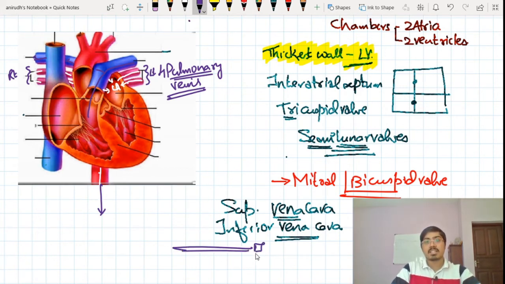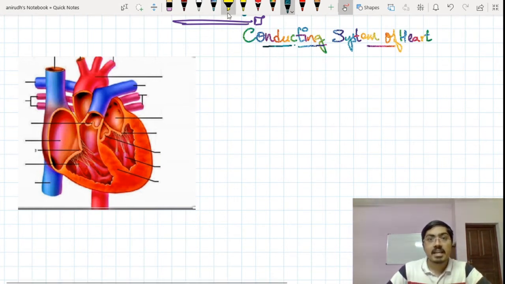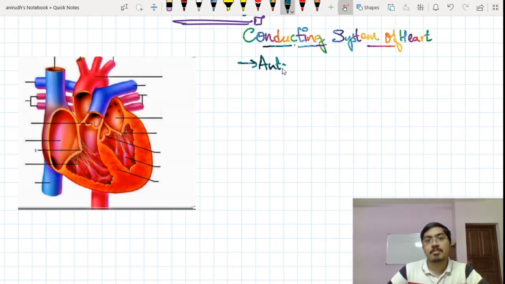Now we will understand the conducting system of the heart. So we know that the heart has the ability to pump blood, and that is by the rhythmic contraction and relaxation. So we are supposed to know what is actually responsible for the relaxation and contraction of the heart muscles. Now the conducting system of the heart has a very important property, and it is this property that makes it able to generate impulses. So that is called auto excitability.